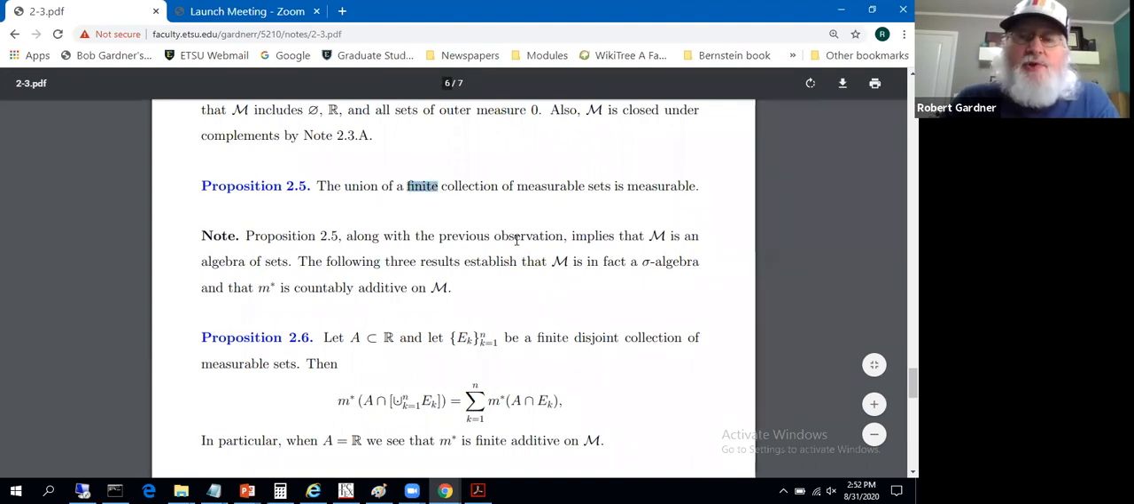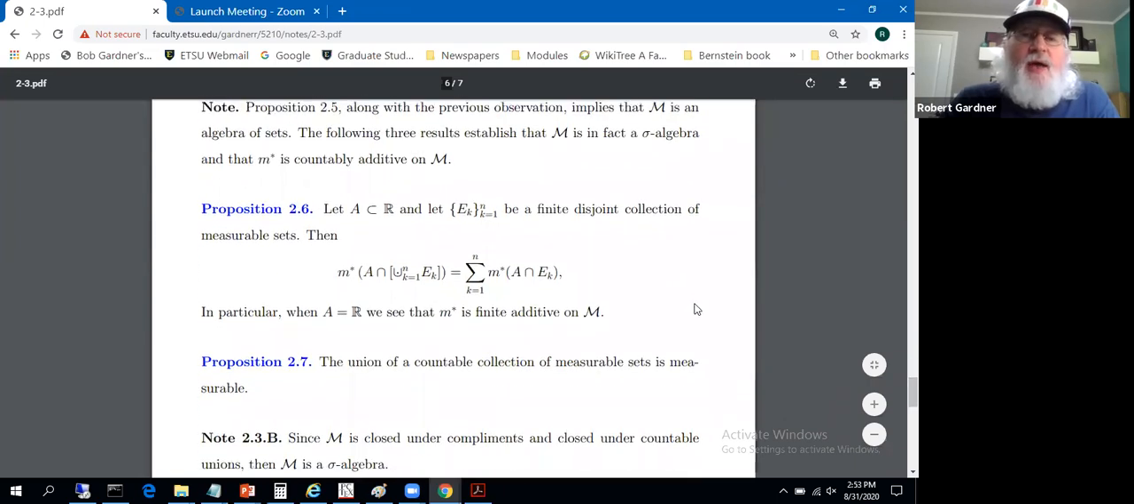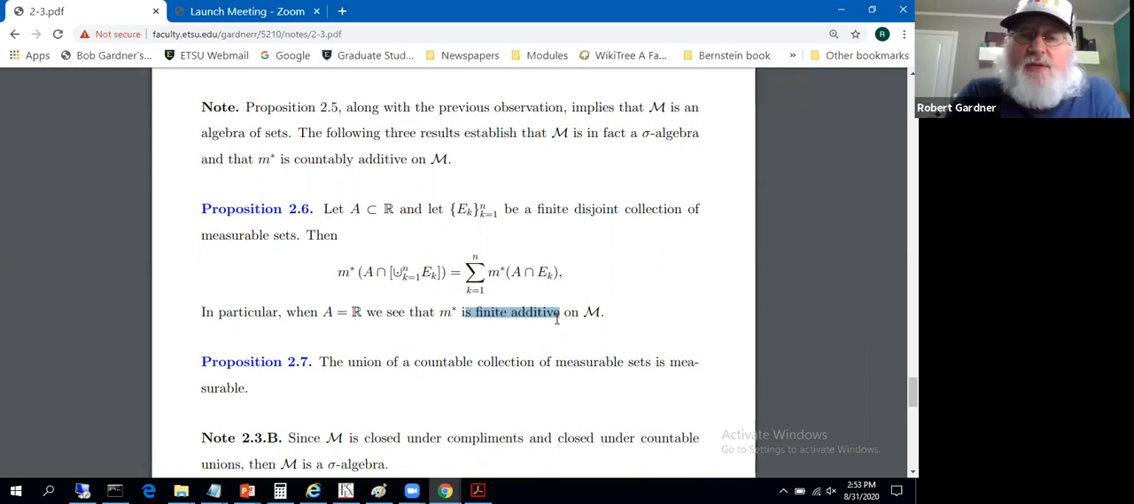And we've also shown, these are good sets, good things happen, that we've got finite additivity on the collection of sets in calligraphy M. So they form an algebra, and we have finite additivity. We need more than that. In fact, they form a sigma algebra, and we have countable additivity, and that's the next thing to establish.